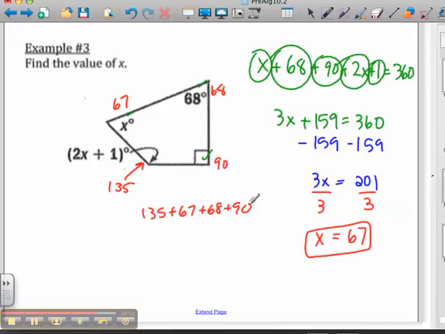Alex, give me a yes or a no. Did we do it? That is a yes. That is a yes, so we did do it right. Okay? Good job, guys. Now we know all those angle measures. We solved for x. Everybody's happy. All right, let's look at the last example.